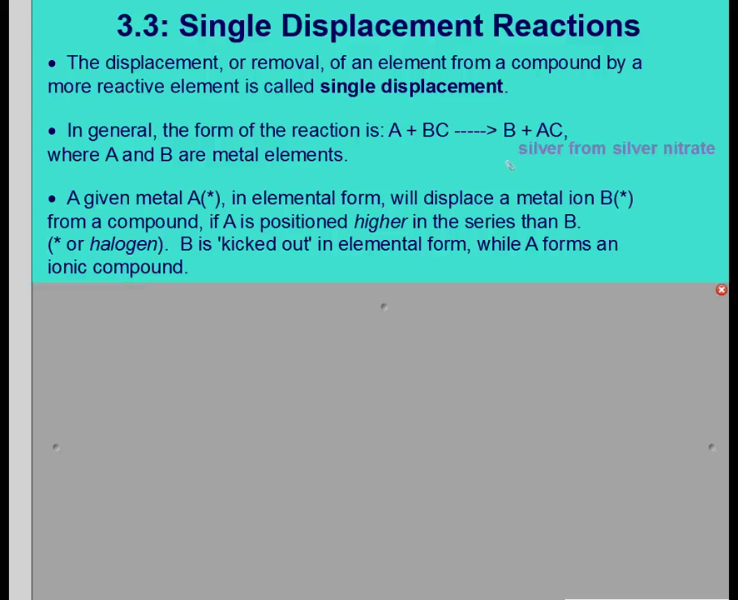So continuing here, if the element A is positioned higher in the series than B, then A will displace it, B will be kicked out, and A will form an ionic compound. So in that case, the higher on the activity series, the more reactive, the more likely they are to engage in bonding. And so the more reactive element is going to form the compound, the least reactive gets kicked out on its own as an element. The elemental form may be atomic, it may be diatomic. We have to keep in mind the form of an element whenever we're writing the reaction equation.